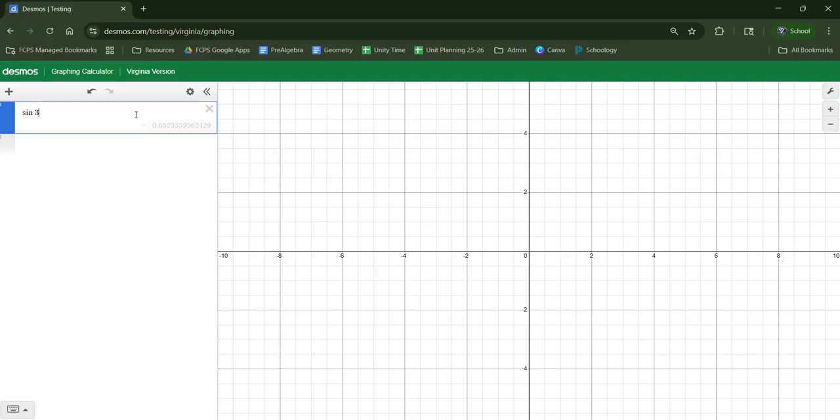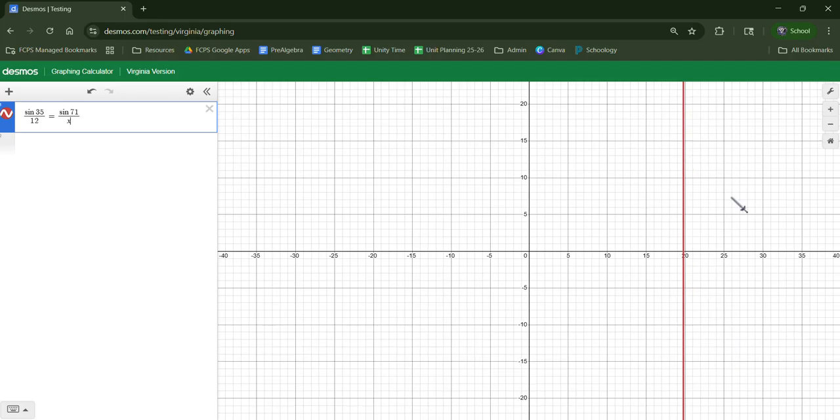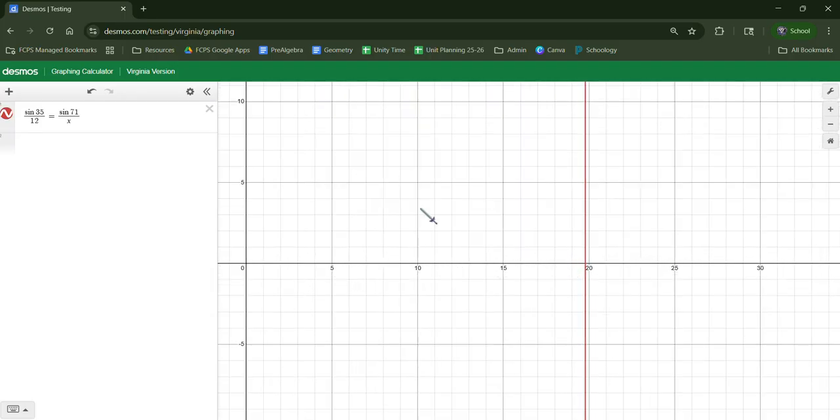So sine of 35 over 12 equals sine of 71 over x. I know a lot of you like just using a graphing calculator to find your solution that way. I think I figured out exactly why this isn't showing the dot there. It's because we're dividing by x there. That number can't be 0. I think it's something about dividing by a 0 that doesn't want to show a solution there.